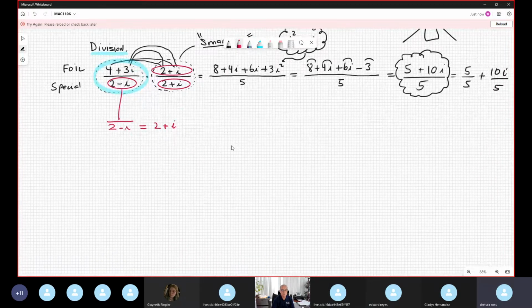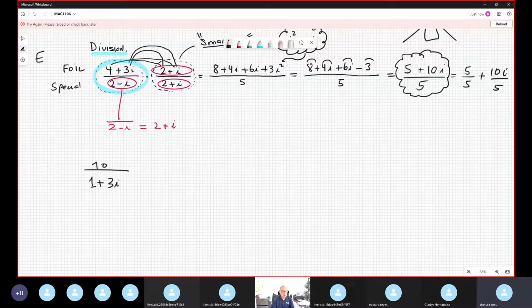Let's do another. 10 over 1 plus 3i. It's example 1 of the division, and this is example 2 of the division. Wow, but this is weird, professor. You are dividing a real number, 10, by a complex number, 1 plus 3i. Well, it's the same idea, no? What should I do? I am confused. I don't understand very well. What should I do? No, it's the same.